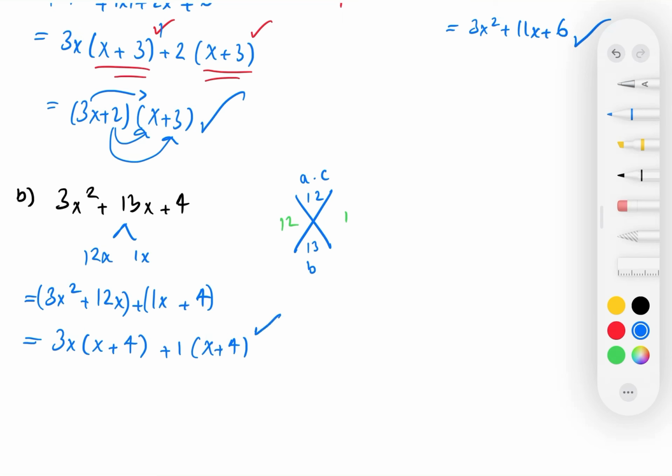And as you can see, these two things are equal to each other. The final and last step is to write the factors, 3x plus 1 and x plus 4, and you're done. There you go.